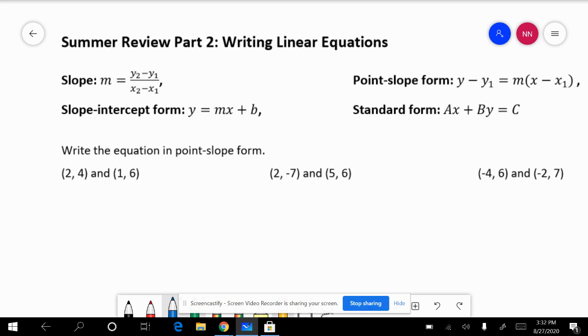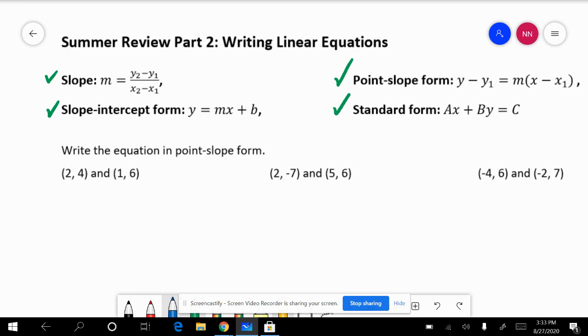We're going to be writing equations of lines. We're going to be using 4 different formulas. The slope formula, y2 minus y1 over x2 minus x1. The point slope form, y minus y1 equals m, parentheses, x minus x1. The slope intercept form, y equals mx plus b. And standard form, ax plus by equals c.